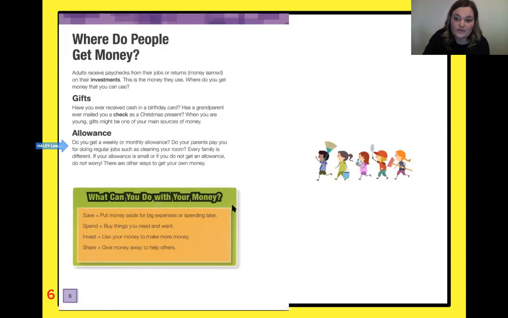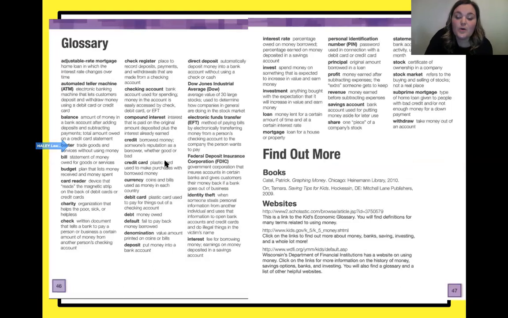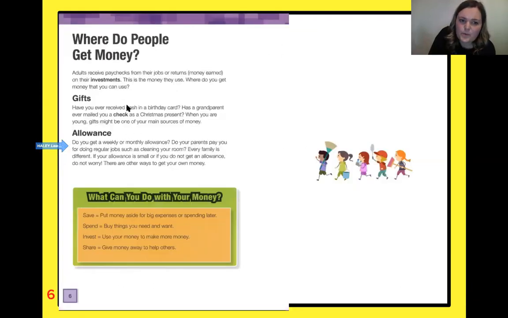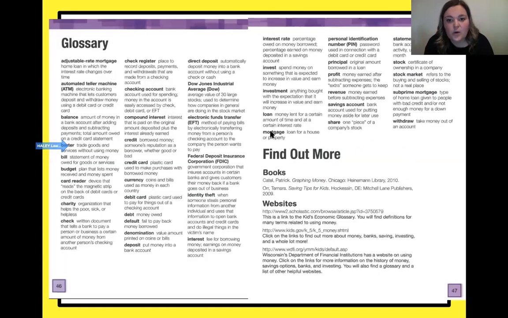So really quick, I see a bold word here, investments and check. So we're going to practice using that glossary. So can you guys find either of those words? I think investment is kind of a hard word. So let's look for that one. It's in alphabetical order, so I'm going to go all the way to I, and there it is.